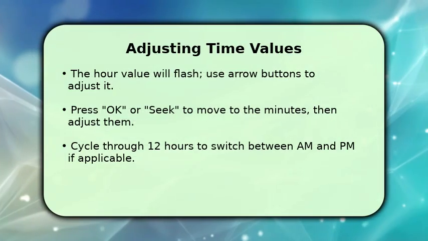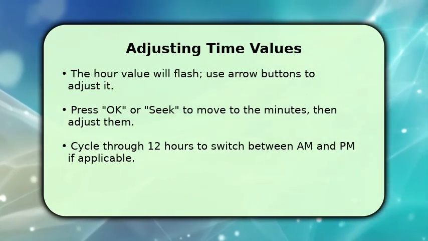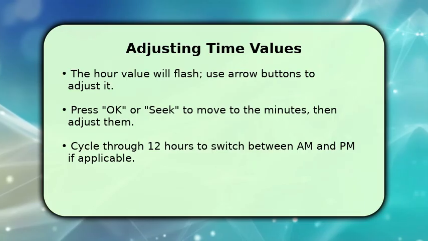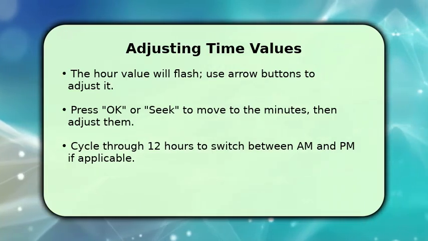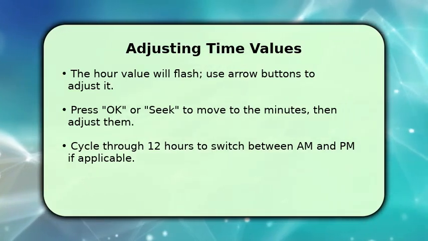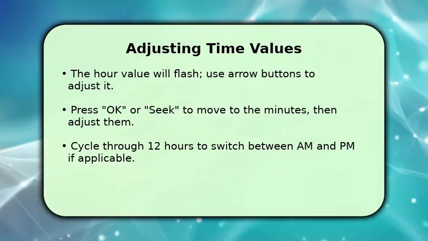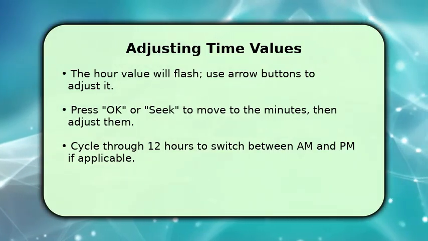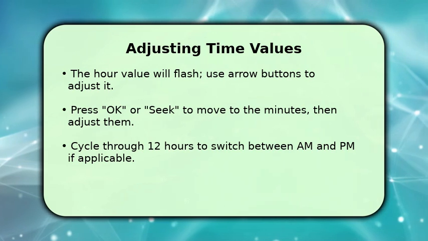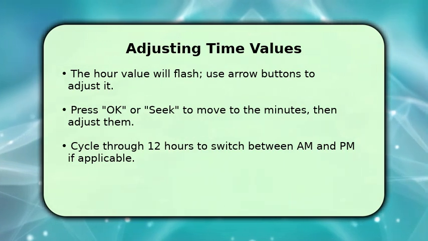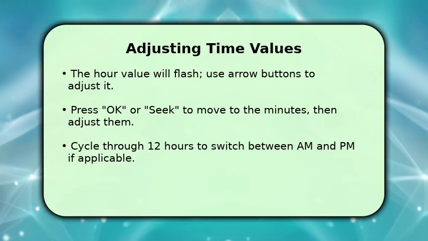When you enter the time setting, the hour value will typically start flashing. Use the arrow buttons or sometimes the volume knob to increase or decrease the hour. After setting the hour, press OK or a seek button to move to the minutes and adjust them similarly. For 12-hour formats, you may need to cycle through 12 hours to change between AM and PM.